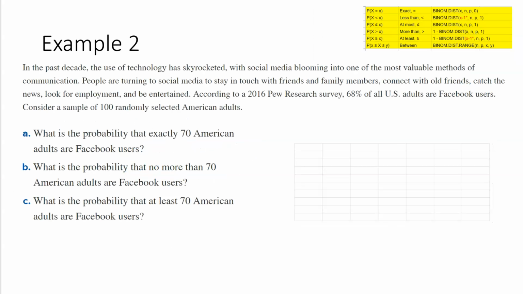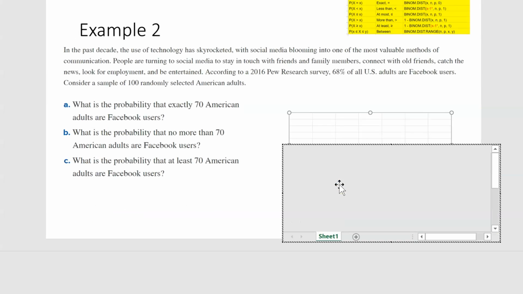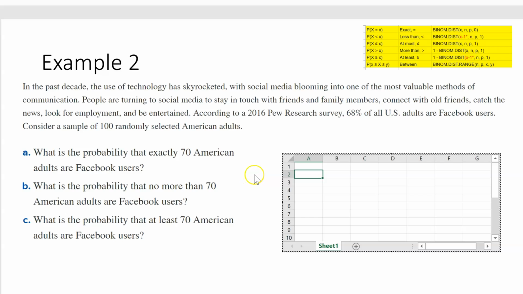So we'll do one more example before you try on your own. In the past decade, the use of technology has skyrocketed, with social media blooming into one of the most valuable methods of communication. People are turning to social media to stay in touch. According to this research, 68% of all U.S. adults are Facebook users. Consider a sample of 100 randomly selected American adults.